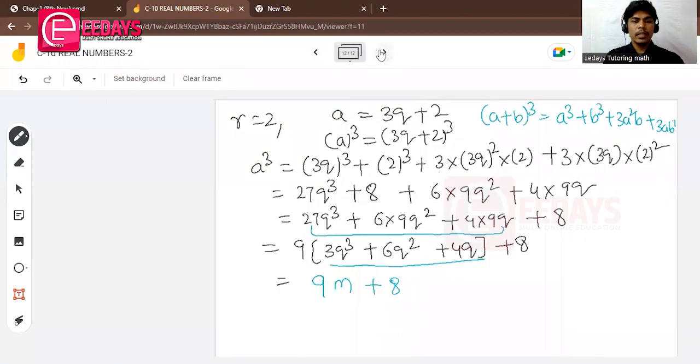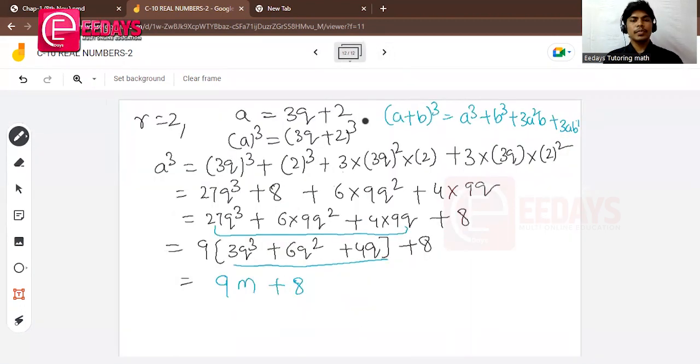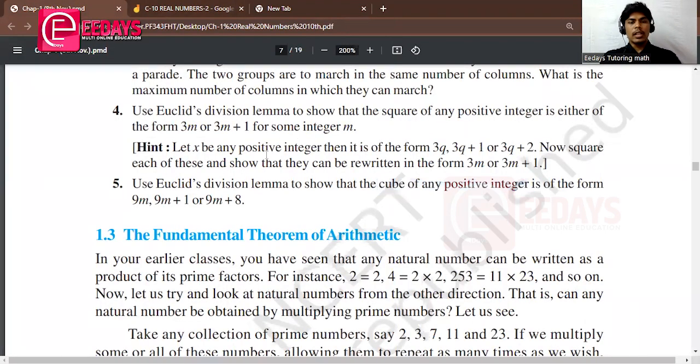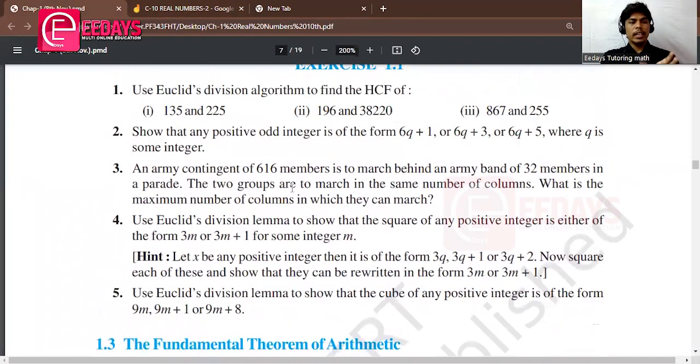Now the next thing would be, you can try with r is equal to 2. Use the same formula, a plus b whole cube. So you'll get the terms like this. After rearranging, I get the terms like this. The whole bracket you can take as m. So 9m plus 8 is equal to, you'll get. I hope everyone understood the theorems part.